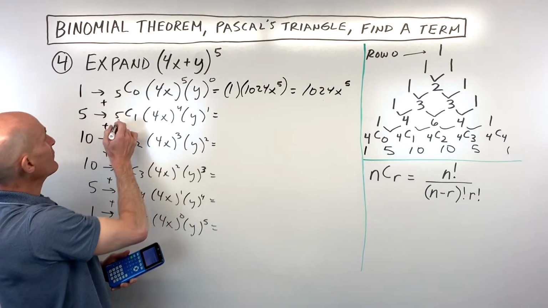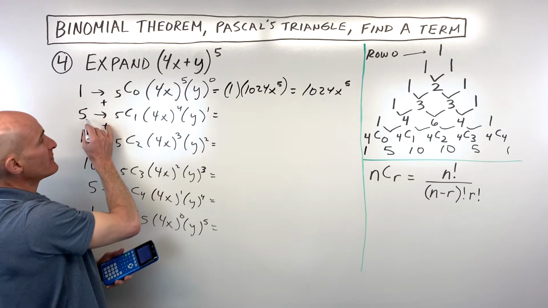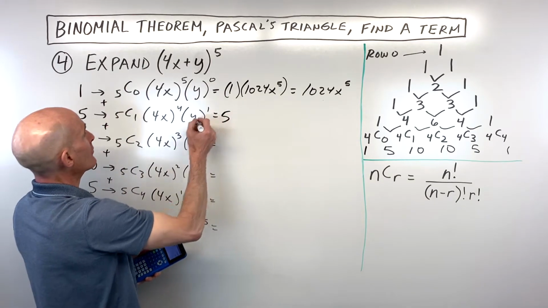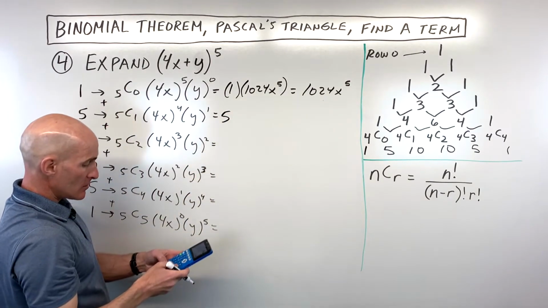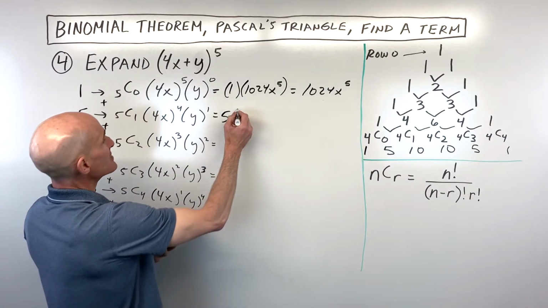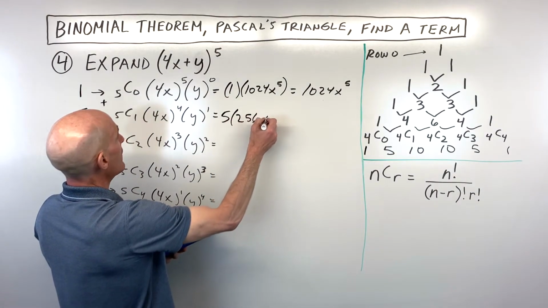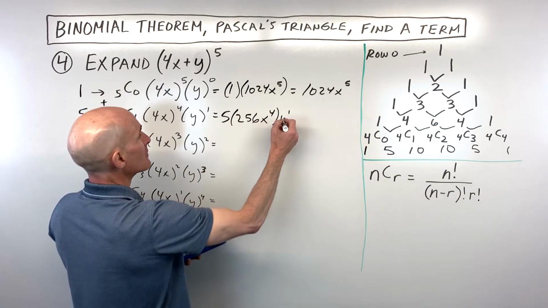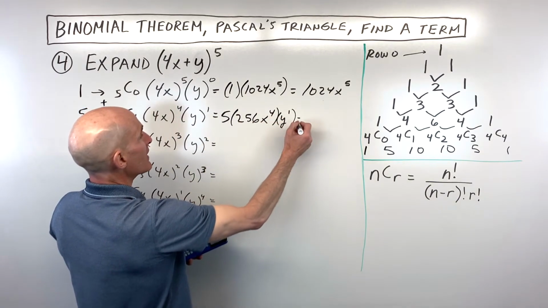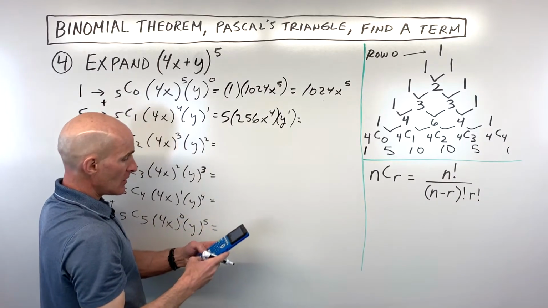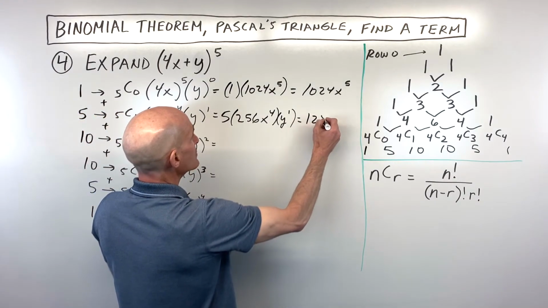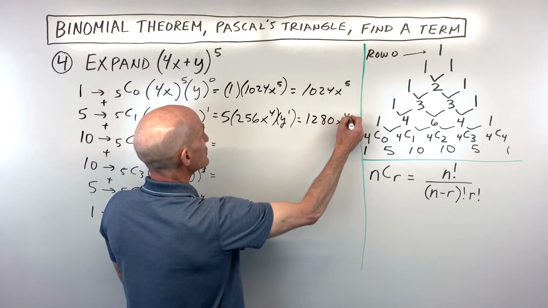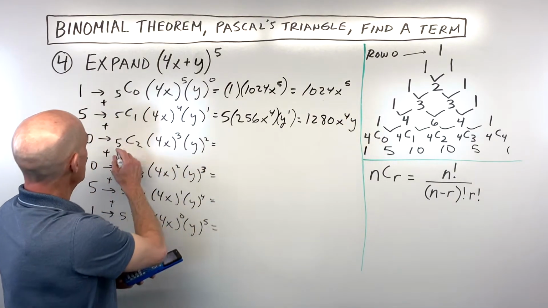Second term, we've got 5C1, which is 5. And then we've got 4 to the fourth power, which is 256, x to the fourth, y to the first. Okay, so if we multiply that together, that comes out to 1,280 x to the fourth y.